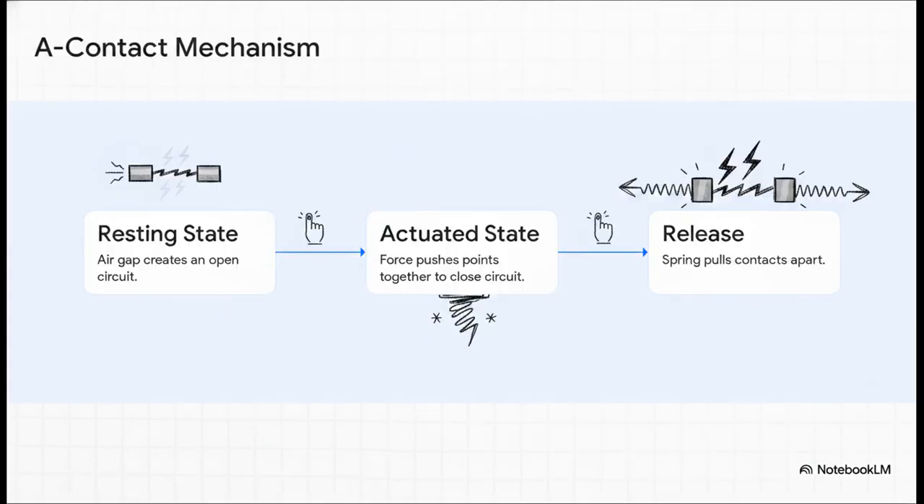Let's break down how this works in 3 simple steps. First, in its resting state, there's a physical gap, no electricity. Second, when you push it with your finger, bam! Your physical force overcomes a little spring inside, pushing the 2 metal pieces together. That's when the electricity flows. Third, the moment you let go, that tiny spring pushes back, snapping the contacts apart and instantly cutting the power. It's literally just your finger building a bridge for the electricity and then taking it away.